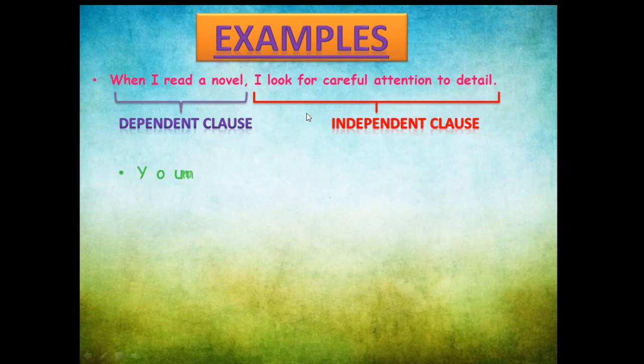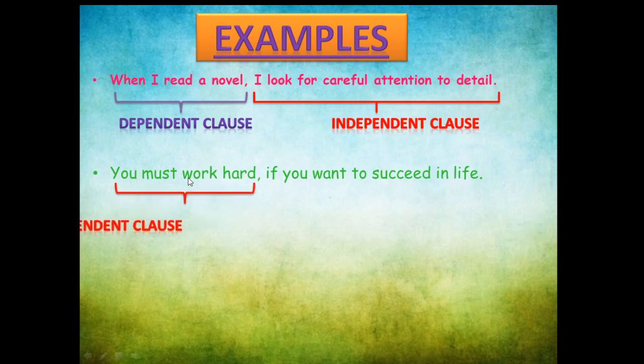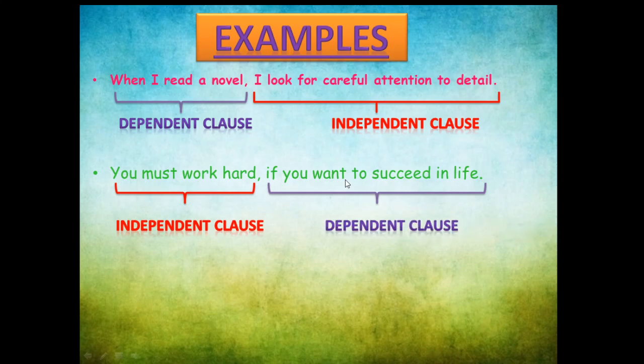Coming to the second example, "You must work hard if you want to succeed in life." So the first part on the left-hand side, "you must work hard," is a complete sentence, a subject and verb combination, with no dependency. So this group of words is a type of independent clause. "If you want to succeed in life": if I say only "you want to succeed in life," yes, it's a proper sentence. But when I add the word "if" to it, some dependency is shown. So these group of words are nothing but a dependent clause.